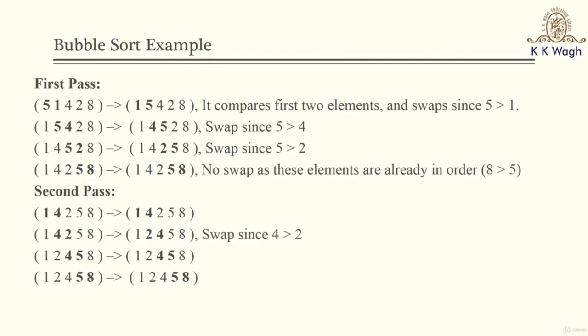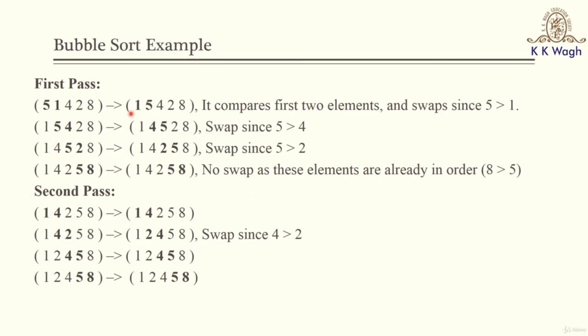We will see bubble sort with an example so that it will be clearer. Consider the elements 5, 1, 4, 2, 8, and we want to perform a sort operation. We have to check each element against its next element. For example, in this case 5 will be compared with 1. Since 5 is greater than 1, it will perform a swap. So 5 goes to 1's place and 1 goes to 5's place. This will be your answer for the first iteration.